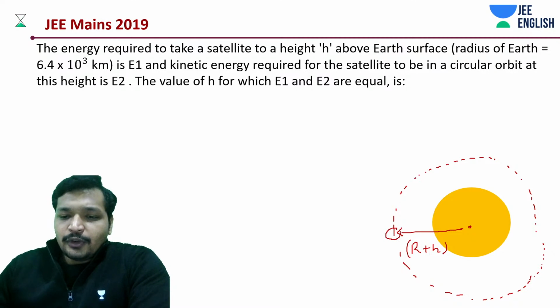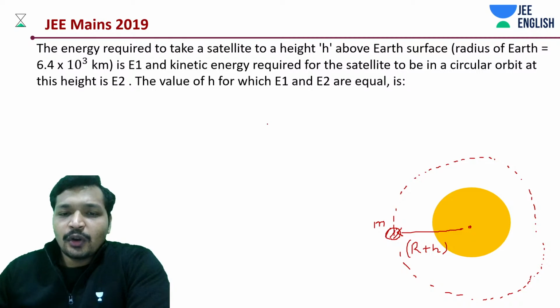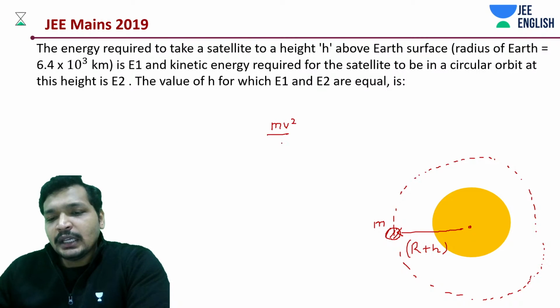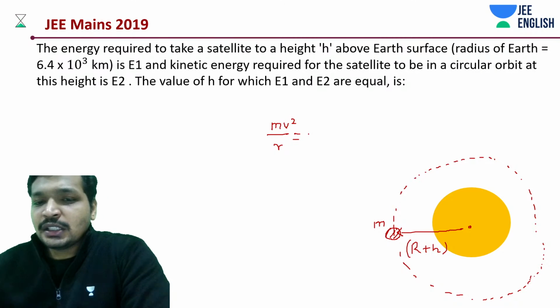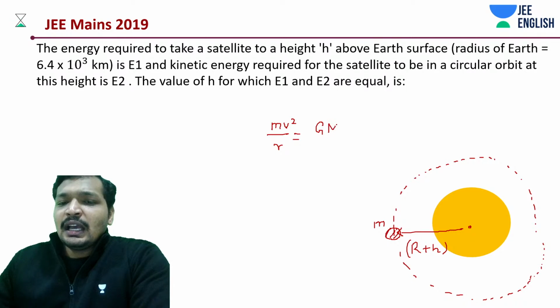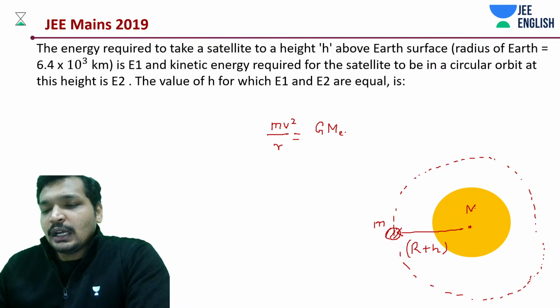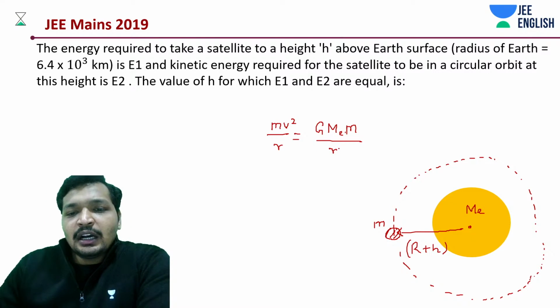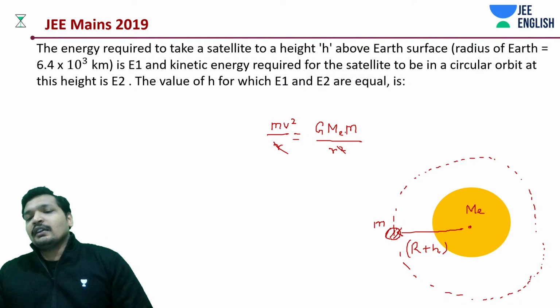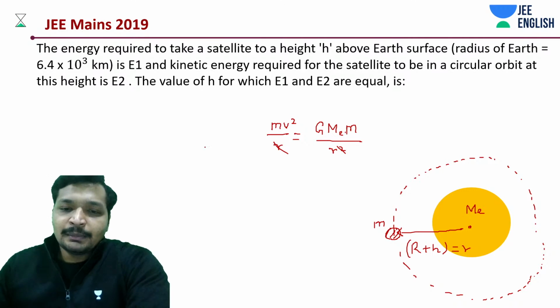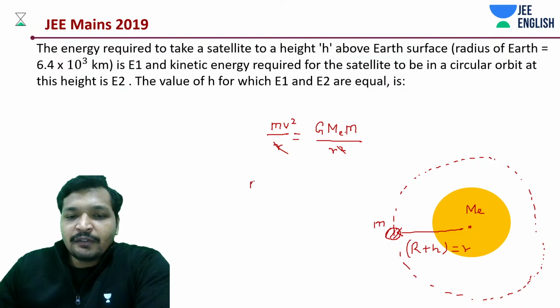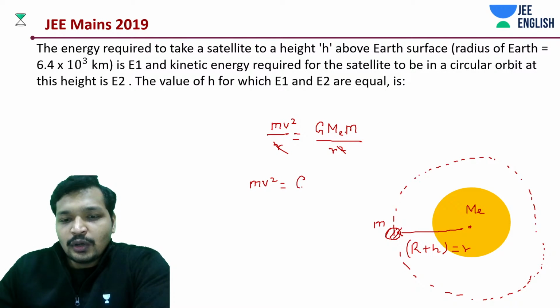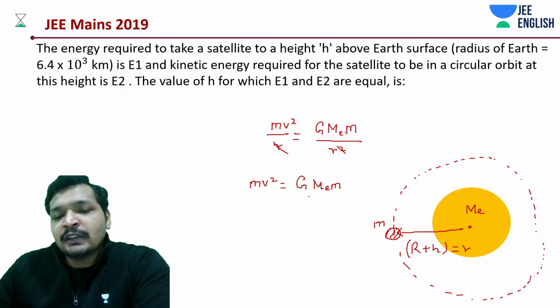Now, a body having some mass. What do we know? We know m v square by R plus H, or small r, is equal to G M_E M, the mass of your Earth into the mass of that satellite or whatever object, divided by r square. This is the usual thing. What is the value of r? The r value is R plus H. Really simple story. Now let's substitute that value: m v square is equal to G M_E M divided by small r, which is nothing but R plus H.